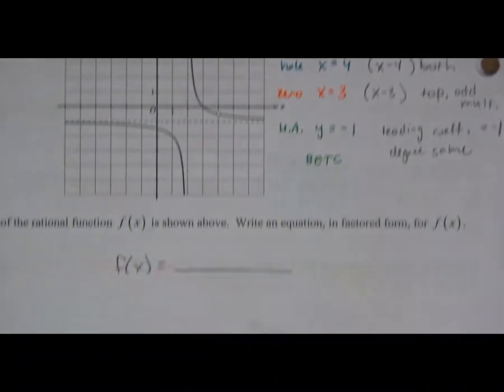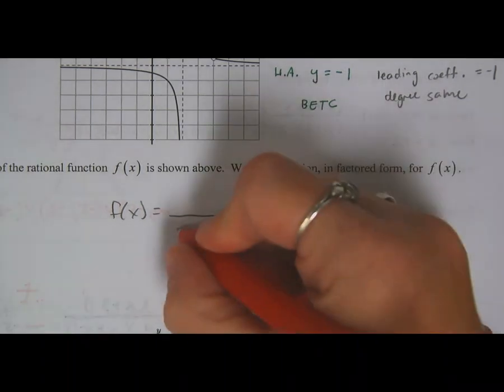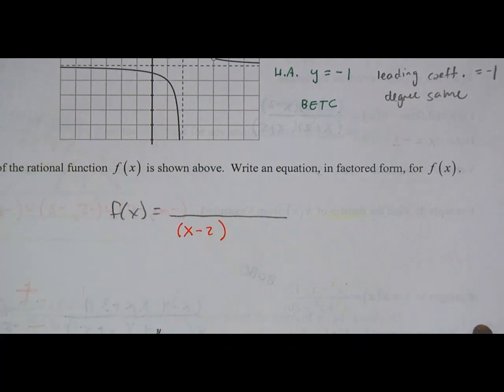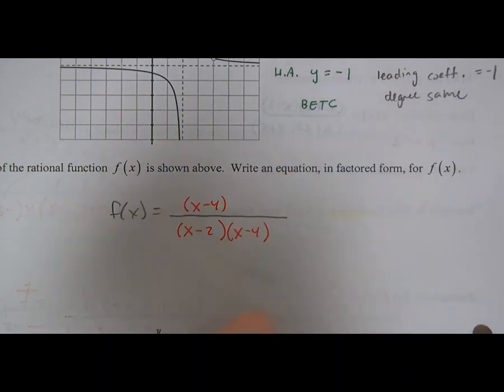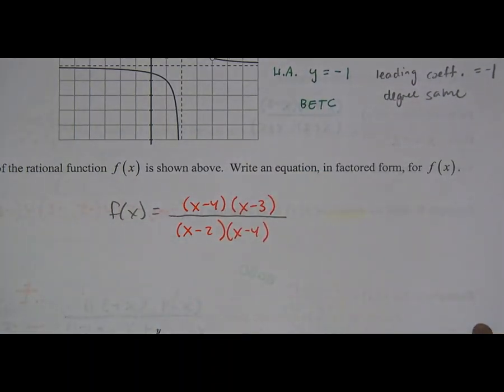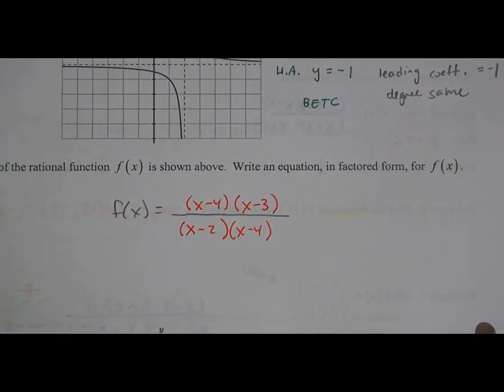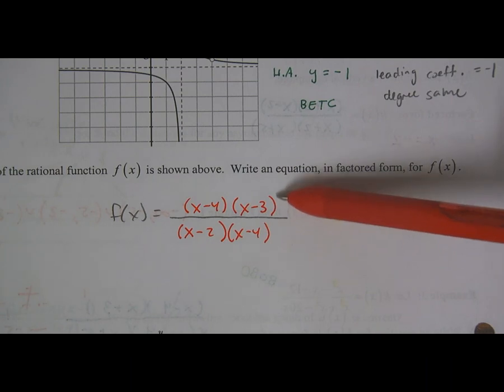So here we go. F of x equals, and draw your fraction bar. We said that there's a vertical asymptote of 2. There's a hole at 4. Zero of 3. And there's only one other little thing. Is the degree right now the same on the top as it is the bottom? Yep. Is the multiplicity of this odd?